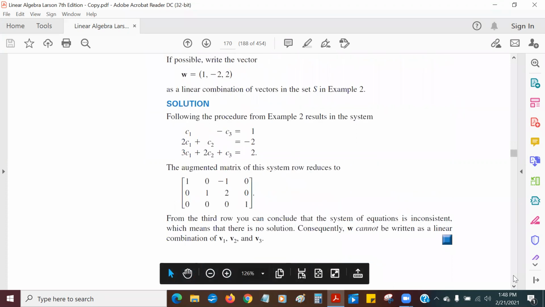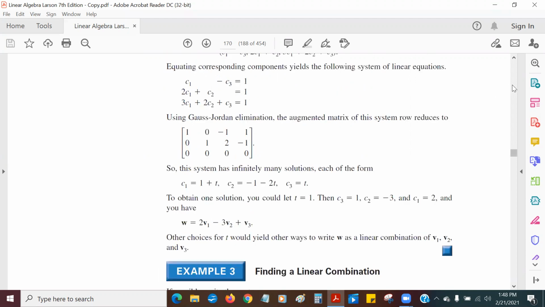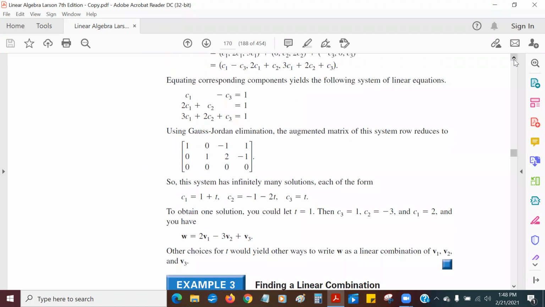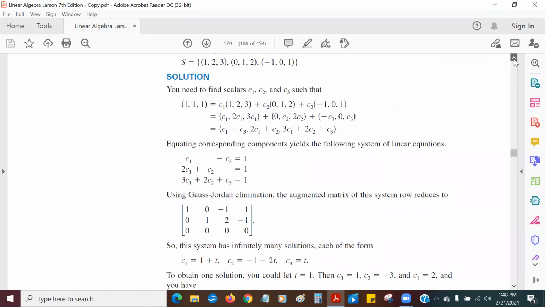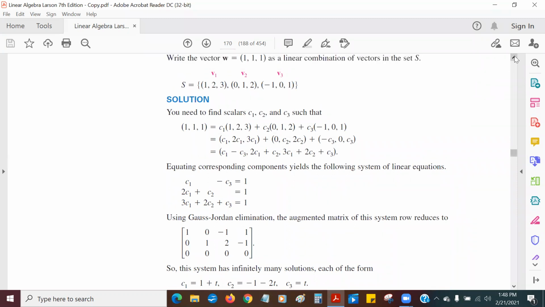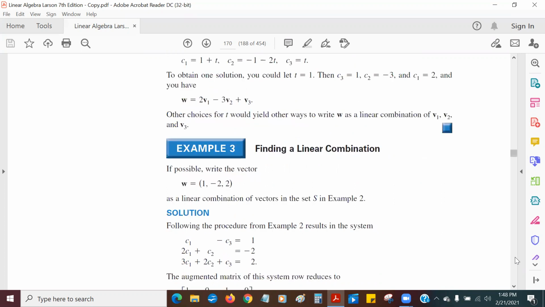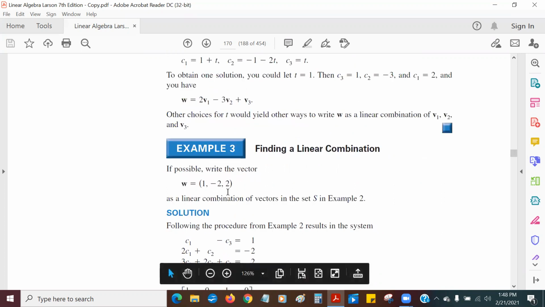And let's do another example. Let's take the vector 1, -2, 2, and write that as a linear combination of the same vectors. So in other words, I'm giving you the exact same problem. We're saying here's our set 1, 2, 3; 0, 1, 2; -1, 0, 1, and we did such a great job of expressing 1, 1, 1 as a linear combo of these three vectors. Let's express 1, -2, 2 also as a linear combination of those same three vectors.